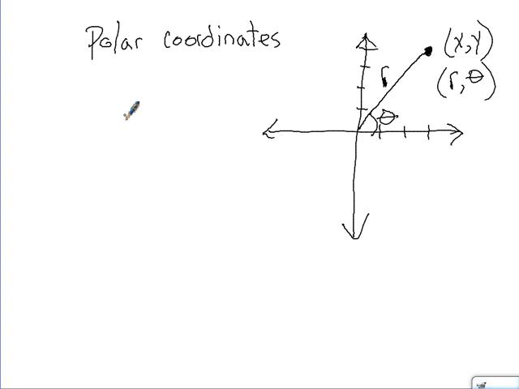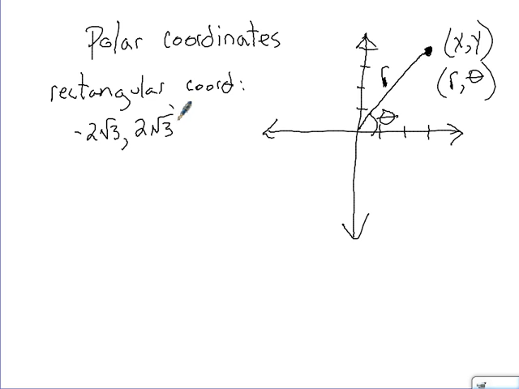So let's take an example. We're going to convert the rectangular coordinate negative 2 square root of 3, 2 square root of 3, to a polar coordinate.